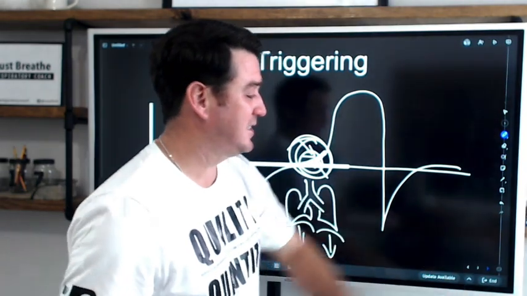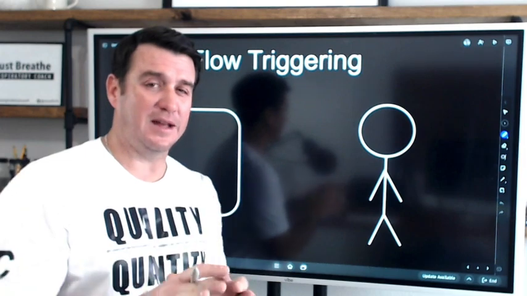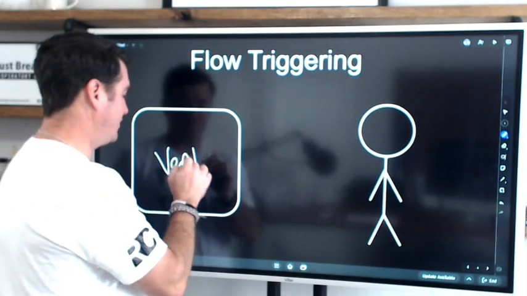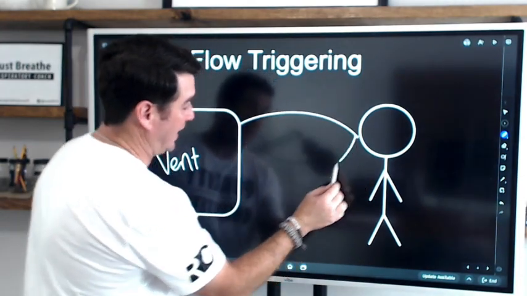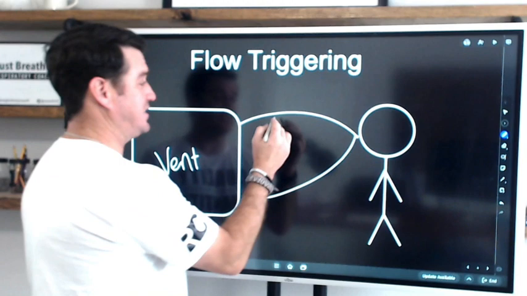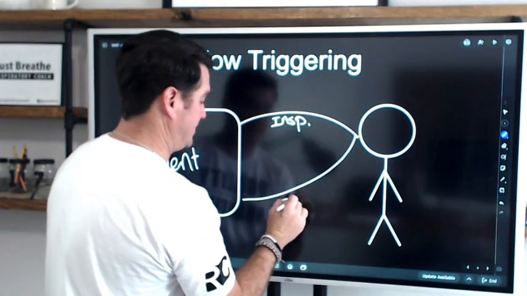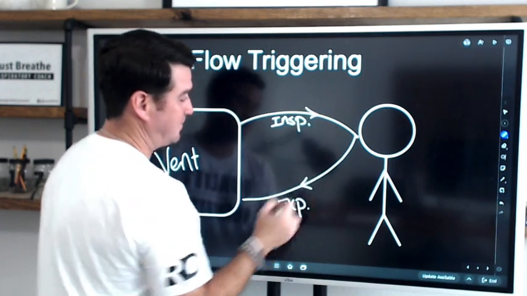That doesn't really tell us how flow triggering works. So let's try to make sense of this right here. Let's say this is a ventilator, okay? And you have a circuit that is going to a patient and then returning back to the ventilator. Let's say that this is inspiration and this is expiration. So the flow is going like this.